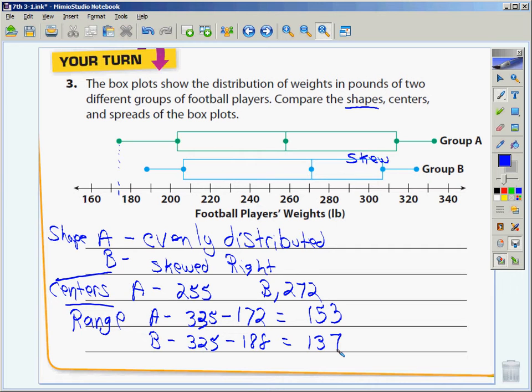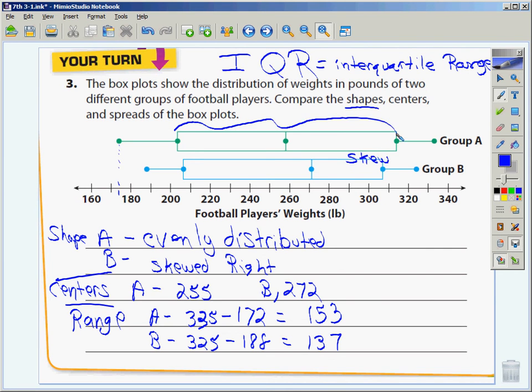By the way, here's one more thing. If you see this, it's often abbreviated this way: IQR, interquartile range. And that interquartile range is the top of the box minus the bottom of the box. Remember, the box is your interquartile range. Everybody good?